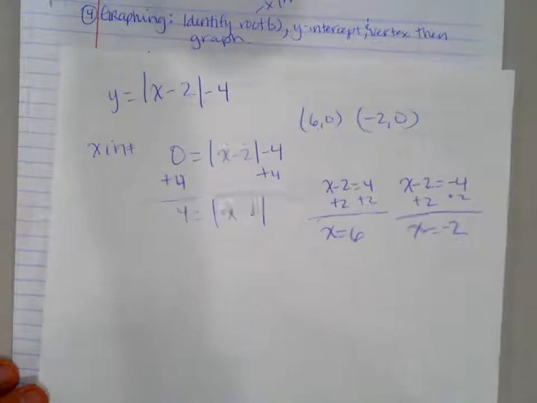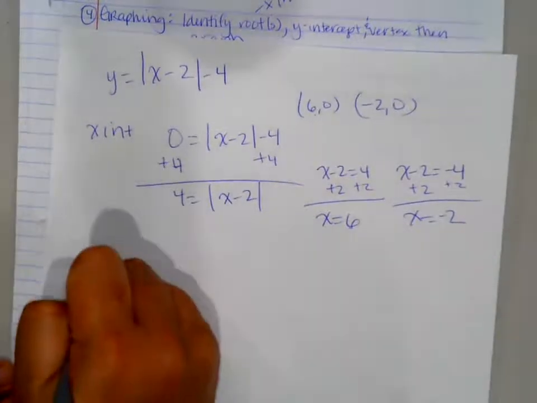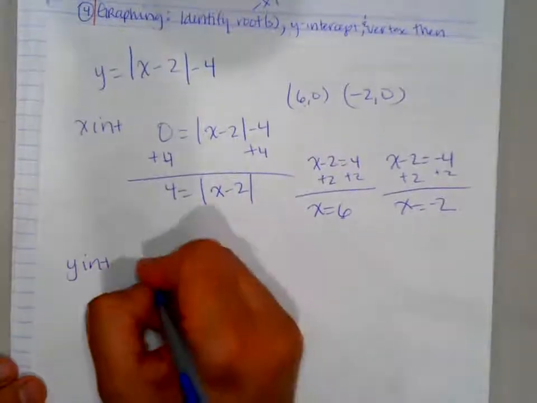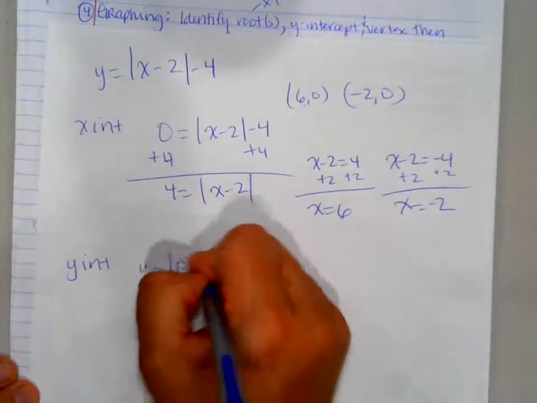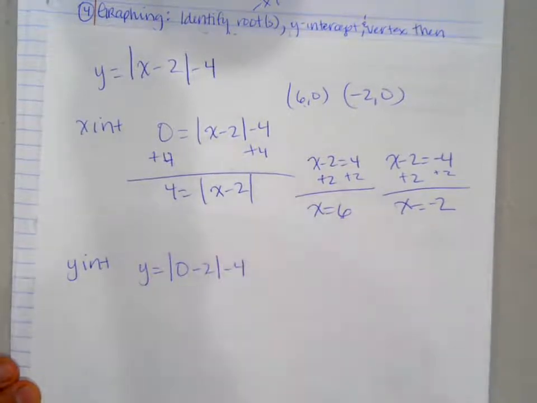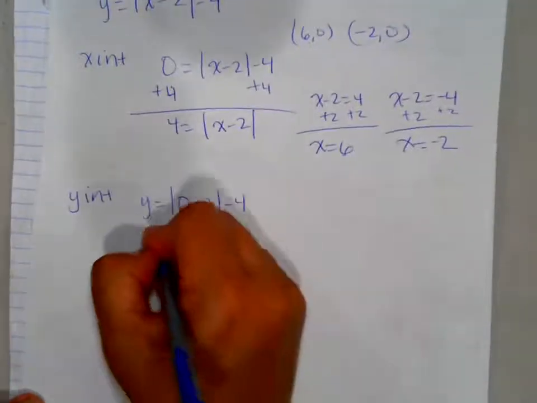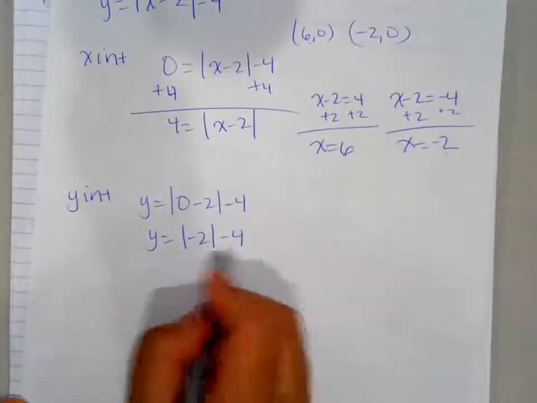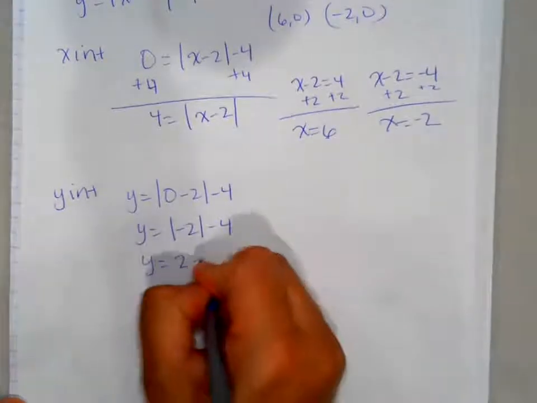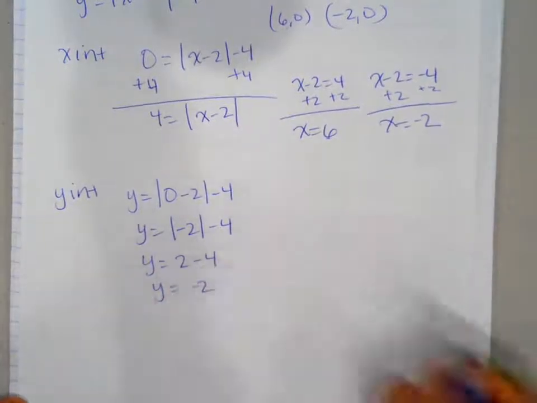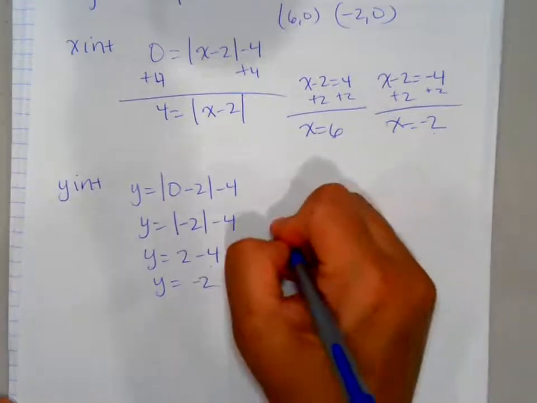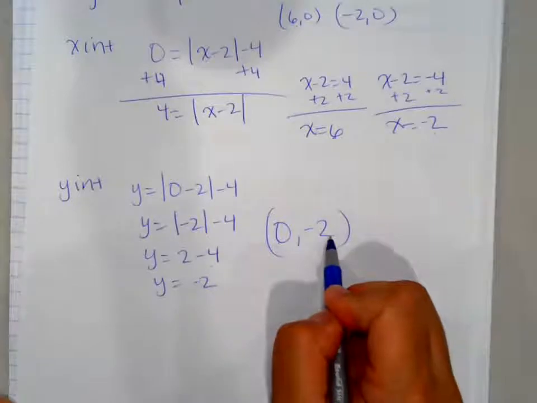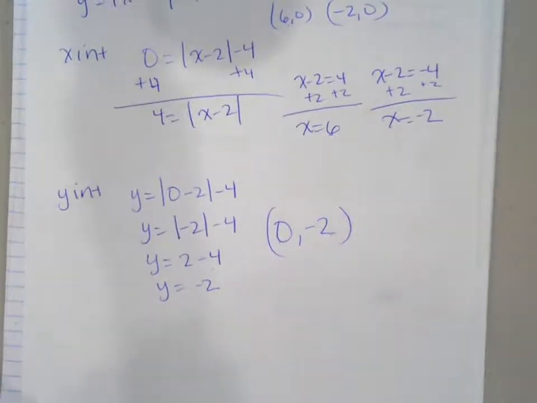Okay, let's continue. We need a y-intercept. And in order to find a y-intercept, we're going to make x equal 0. So we're going to get y is equal to the absolute value of 0 minus 2, minus 4. y is equal to the absolute value of negative 2, minus 4. And again, now you're just kind of evaluating. y is equal to 2 minus 4. y is equal to negative 2. So remember, if it asks you, your y-intercept is at (0, -2). Okay, let's graph (0, -2).